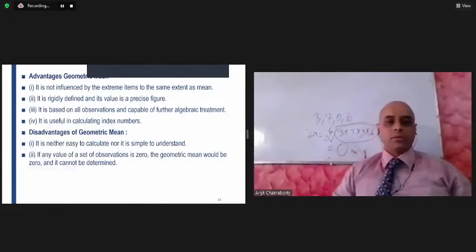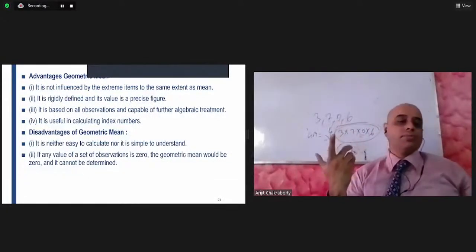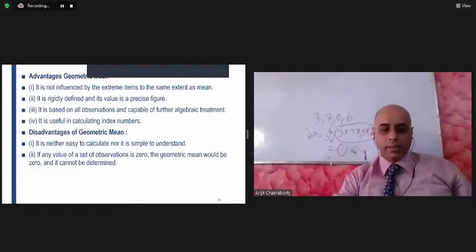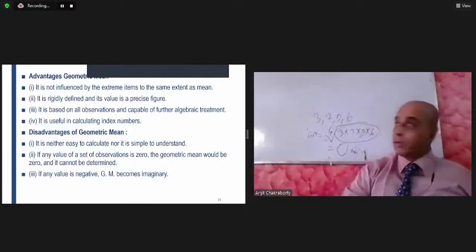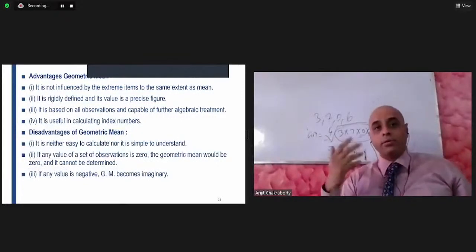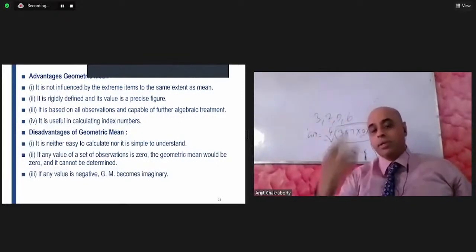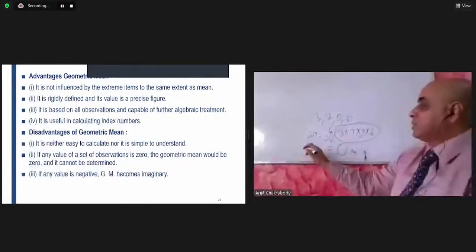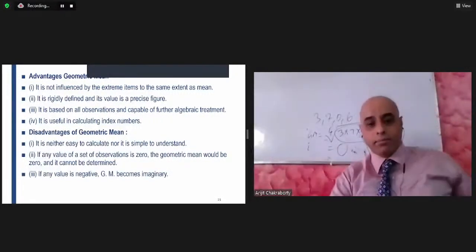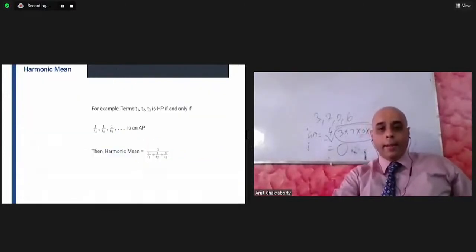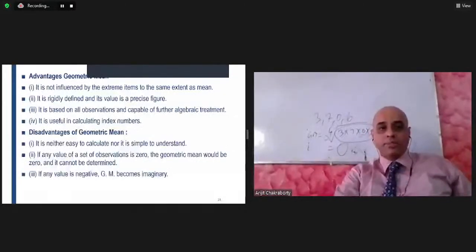Okay, so please note the second disadvantage. If any value of the set is 0, the GM also would be 0, and therefore you cannot determine. And if any value is negative, yes, you can see we are taking square root. If any value is negative, then you have to take imaginary root. You may note that imaginary number is written as i, small i. So it becomes imaginary number. Okay, so this is basically GM.